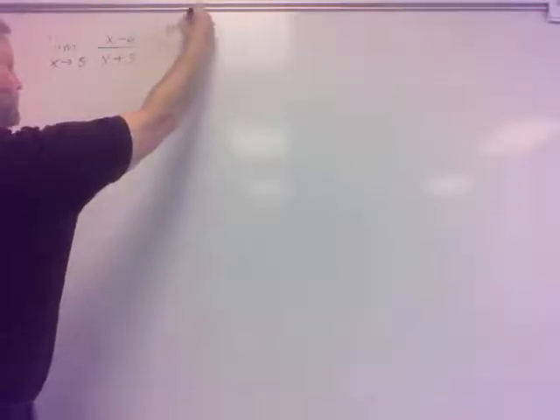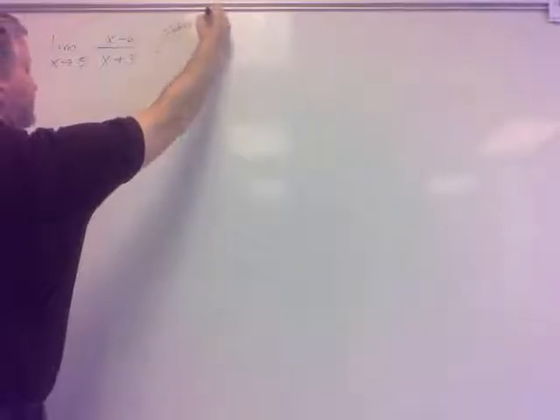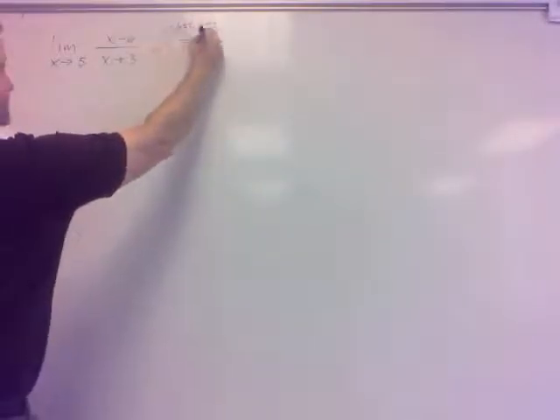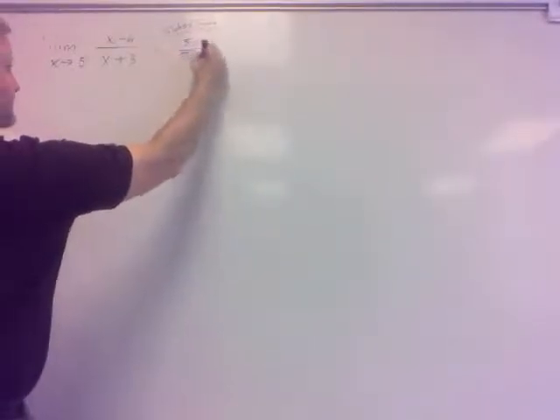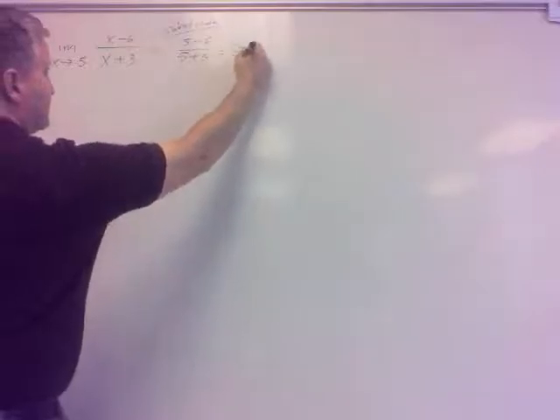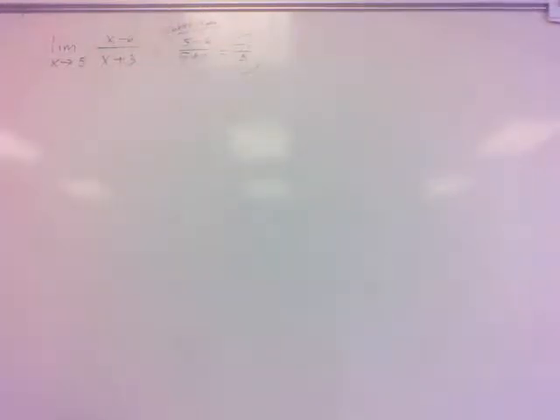So unless it says justify your steps, if you can substitute, substitute. You don't have to go through all the limit laws here. So I can: 5 minus 6 over 5 plus 3, that is going to be your limit, negative 1/8.